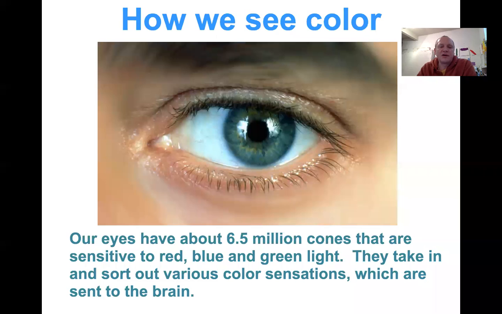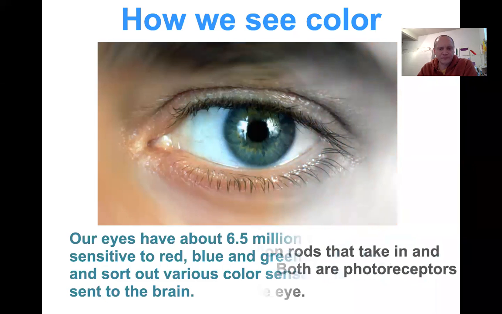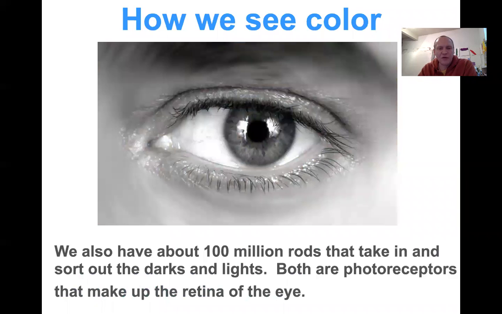So, how we see color: our eyes have about 6.5 million cones. They're sensitive to red, blue, and green light, which are called additive complements. They take in and sort out various stimuli, color sensations, which are sent to the brain. On the other hand, we've got more rods. We've got 100 million of those, and they take in and sort out darks and lights. So both are photoreceptors that make up the retina of the eye. So the rods determine brightness, and the cones determine color.